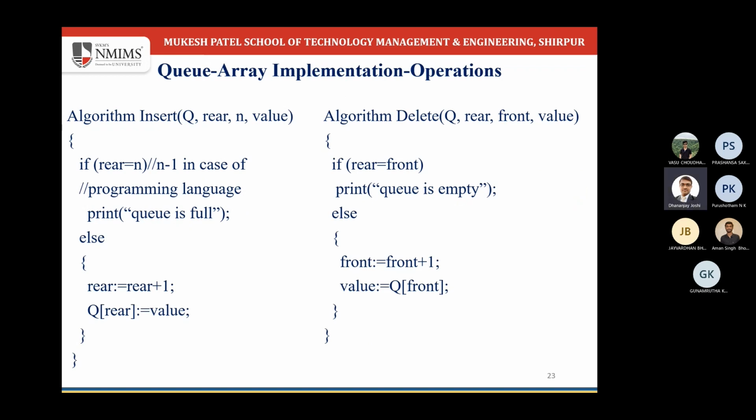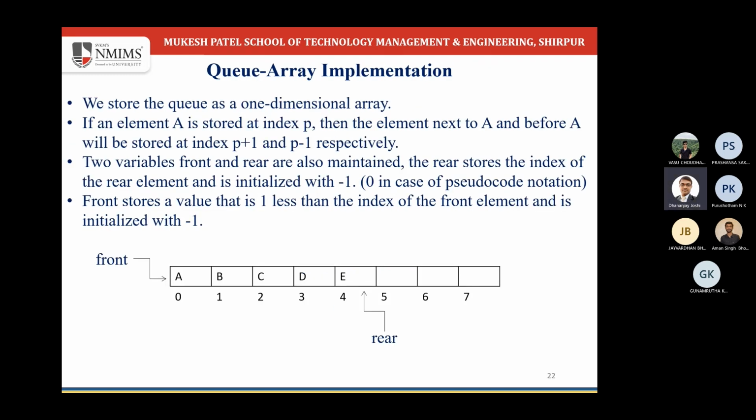So if we talk about insertion, जो है वो rear end से होगा. If you want to insert an element F, it will be stored at index 5. Okay, what we will do? And since the rear variable is supposed to store the index of rear element, तो हम rear equal to rear plus 1 करेंगे और उस index पे नया element जो insert करना है वो store कर देंगे, assign कर देंगे.